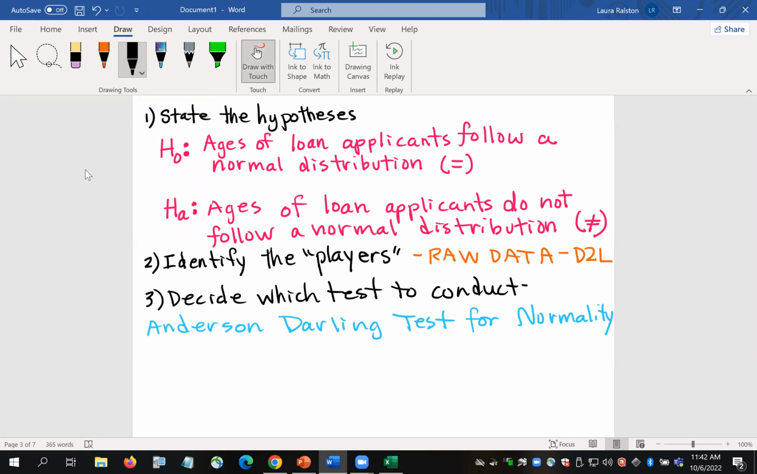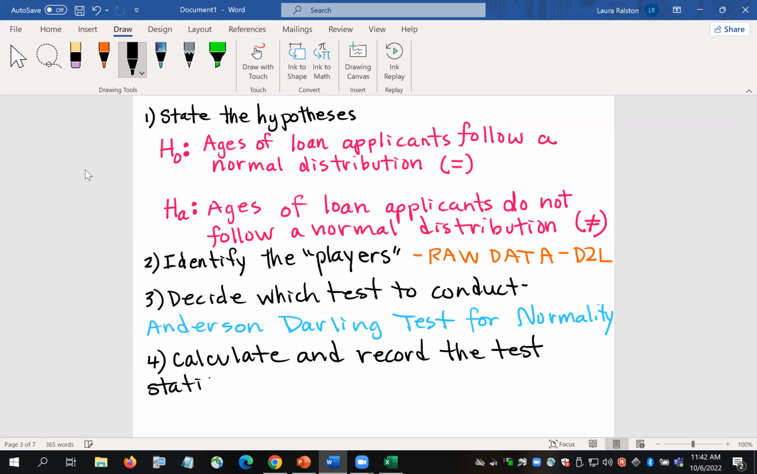Step 4, and again, when you're working through these problems, guys, you don't have to write these steps out. Again, I'm writing them for explanation so that hopefully you don't get lost when you go back to perhaps look at this video. So step 4 is we calculate and record the test statistic and its corresponding p-value.